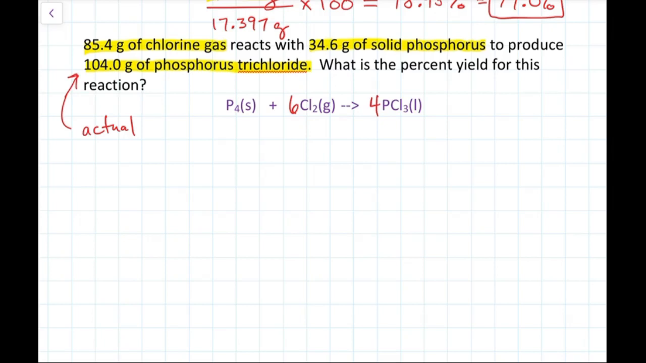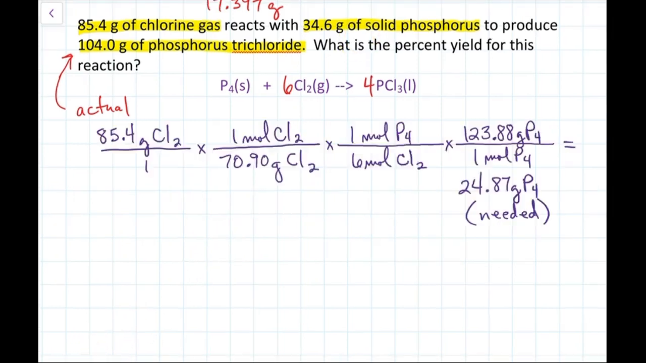But the difference here is instead of telling you that one of them is excess and one of them is limiting, it's going to give you amounts of both reactants. So just like in your previous assignment, you have to take one of those 2 amounts of reactant, doesn't matter which one you start with, and convert it to grams of the other. So let's just take the first one, 85.4 grams of chlorine, and convert that to grams of phosphorus needed. Let's go ahead and give that a shot now.